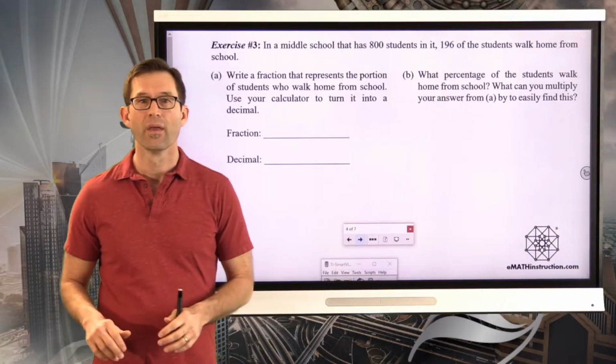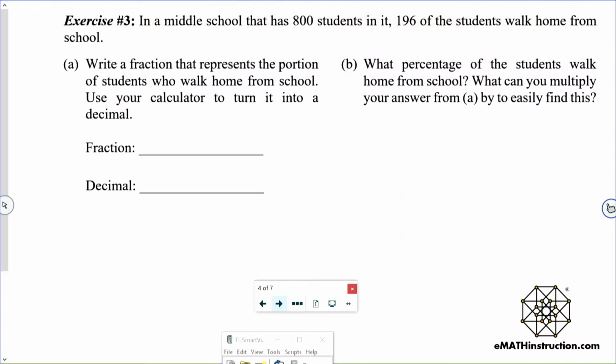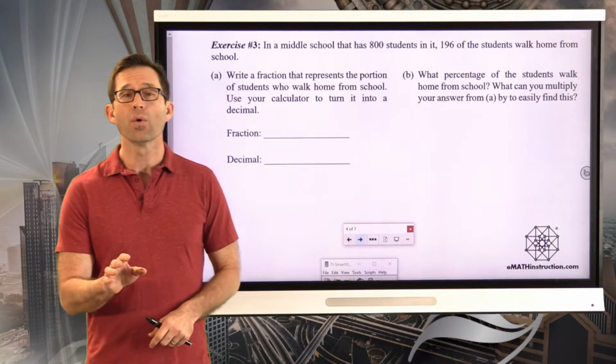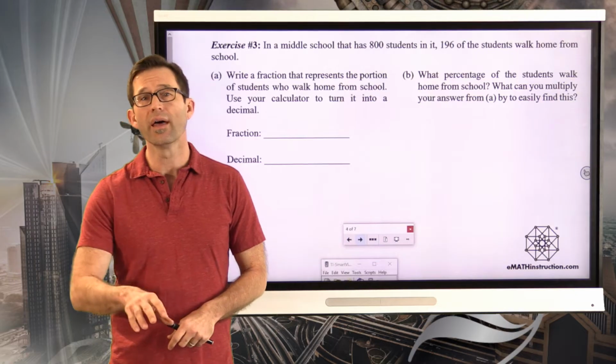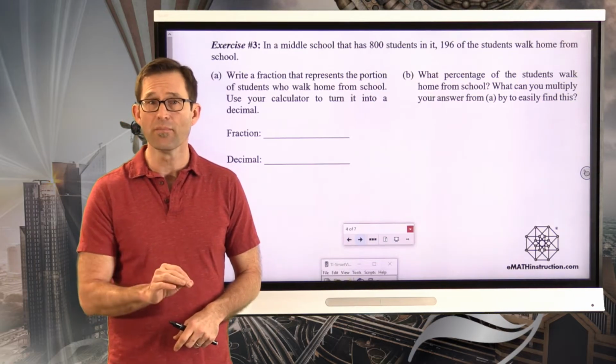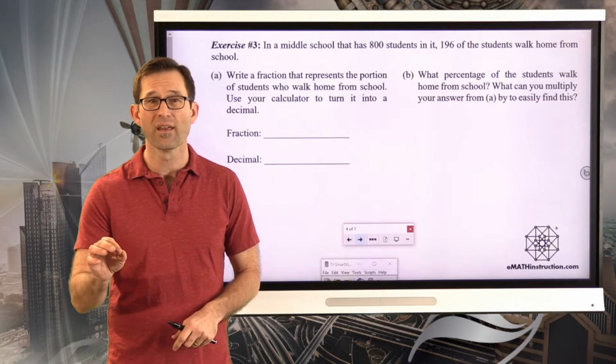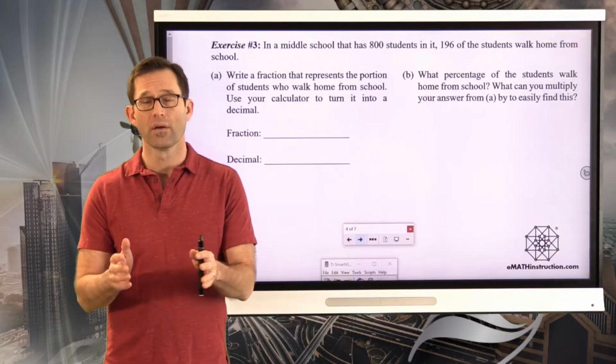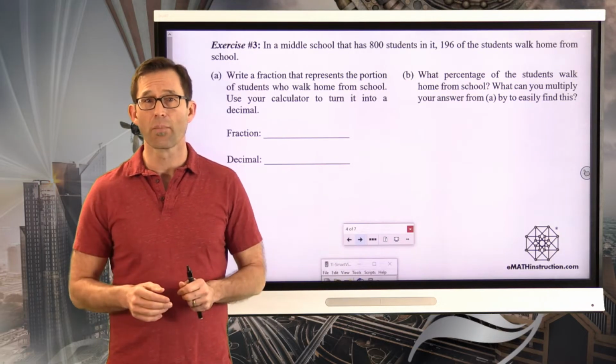More work here. Exercise number 3. In a middle school that has 800 students in it, 196 of the students walk home from school. Letter A asks us to write a fraction that represents the portion of students who walk home from school. Use the calculator then to turn it into a decimal. All right, so in the previous problems, we were looking at percents that had decimals in them, like 4.8%, and we were trying to find the part of the total that percent represents.